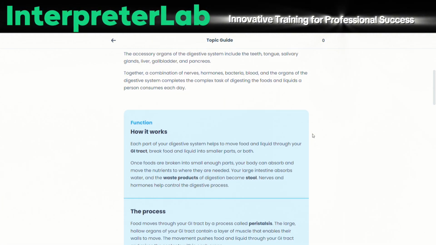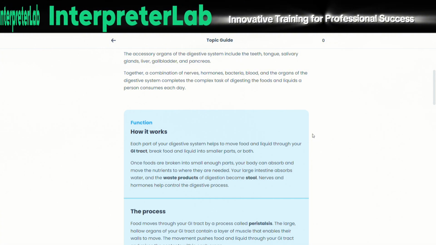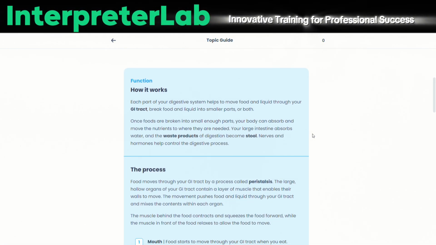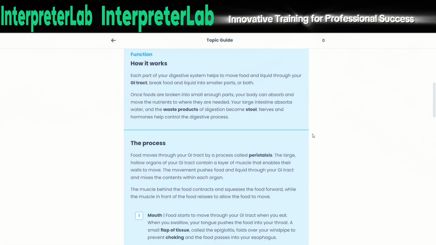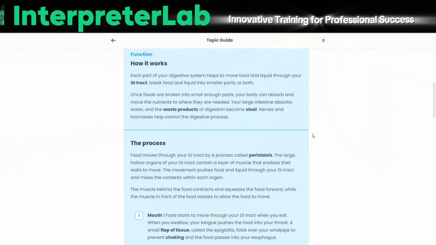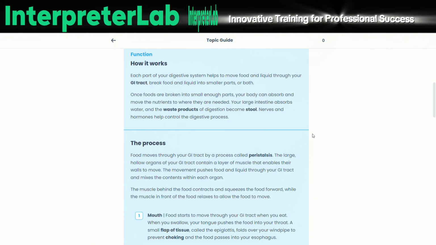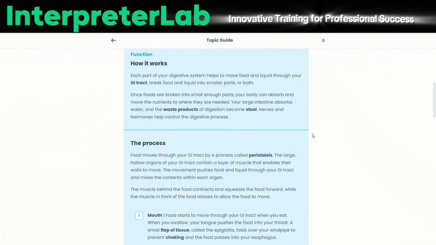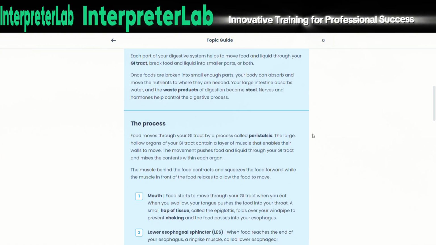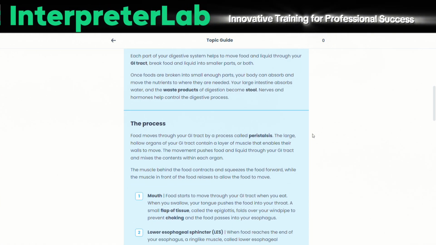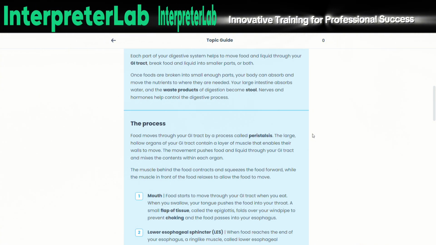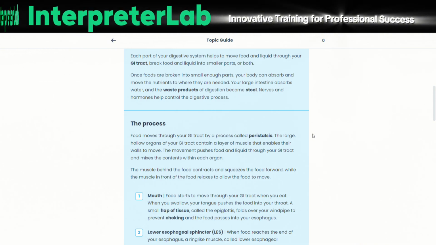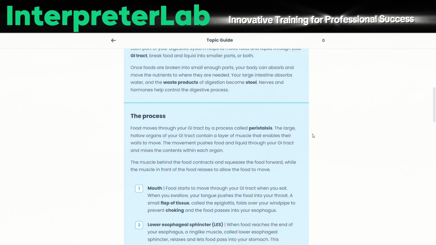Function. How it works. Each part of your digestive system helps to move food and liquid through your GI tract, break food and liquid into smaller parts, or both. Once foods are broken into small enough parts, your body can absorb and move the nutrients to where they are needed. Your large intestine absorbs water, and the waste products of digestion become stool. Nerves and hormones help control the digestive process.